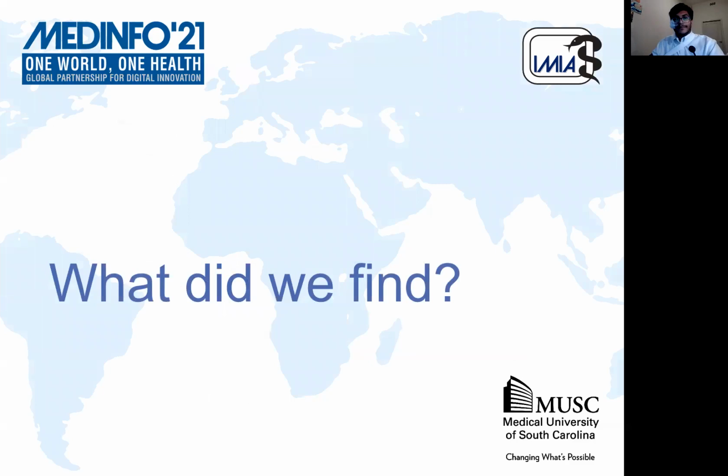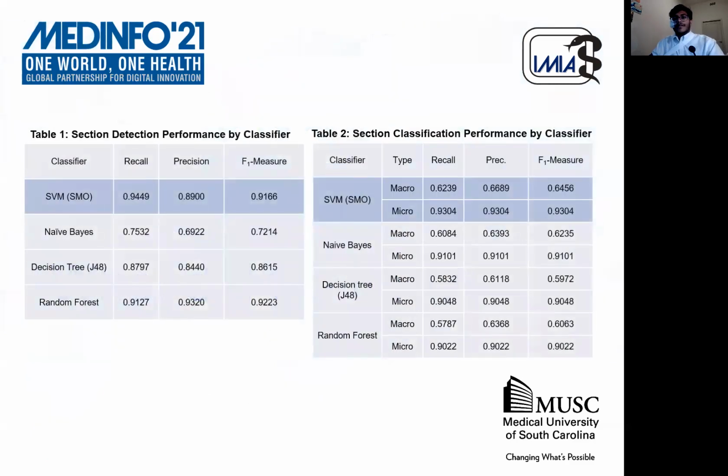So what did we find? Before we start, it's important to note that all of the evaluations were done using 10-fold cross-validation. When we look at our section detection performance by classifier in table 1, we can see that SVM/SMO had the highest recall. However, random forest had the highest precision and F1 measure.